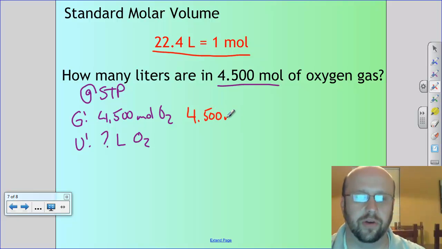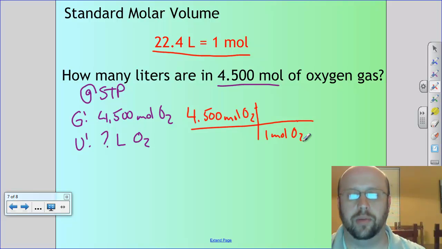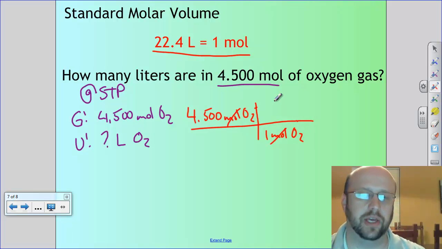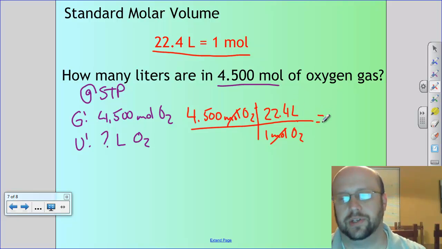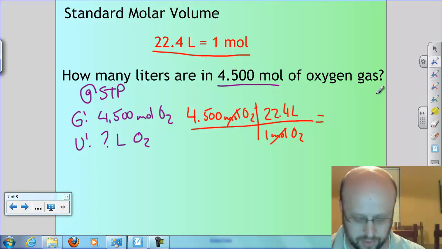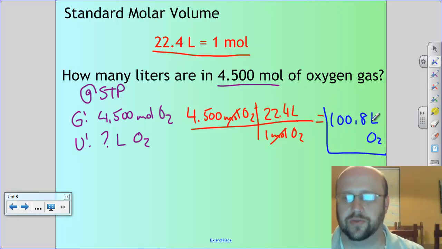So 4.500 moles of O2, and we've got 1 mole on the bottom. Why 1 mole? That way moles will cancel. On the top is 22.4 liters. Punch that into your calculator, and what do we get? We get 100.8 liters of O2. Remember, ever since stoichiometry, it's real important to label what chemical it is.